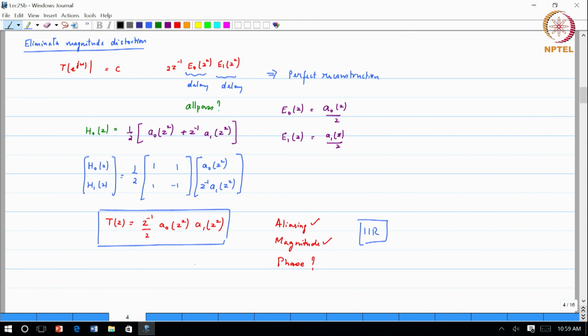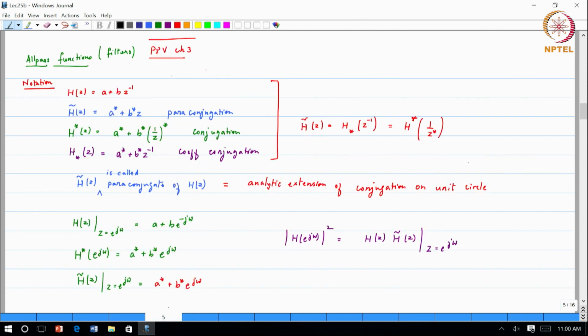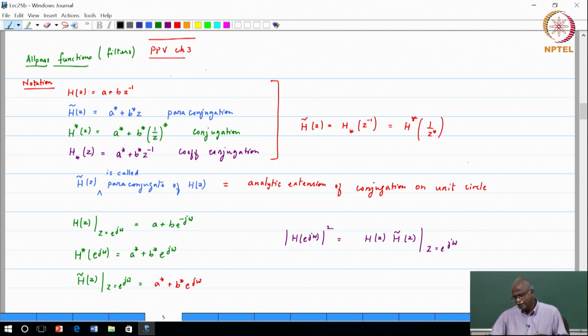Now, we are working backwards. If we have all pass filters, how do we get to the good low pass filter? So, I think we are kind of meeting it from both sides. This is what we know already. What we are developing now is the theory of all pass functions, which then says how do I construct good low pass filters for the filter bank. The study of all pass functions introduces a few notations which are very helpful for us.